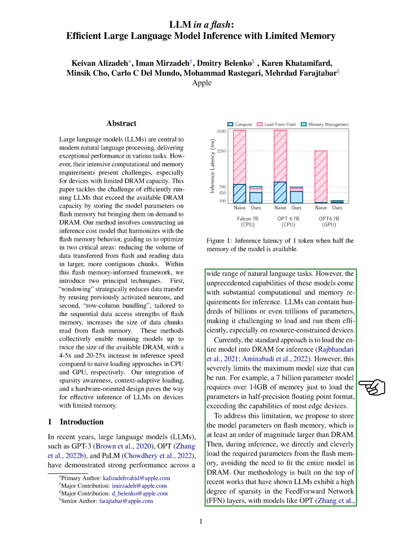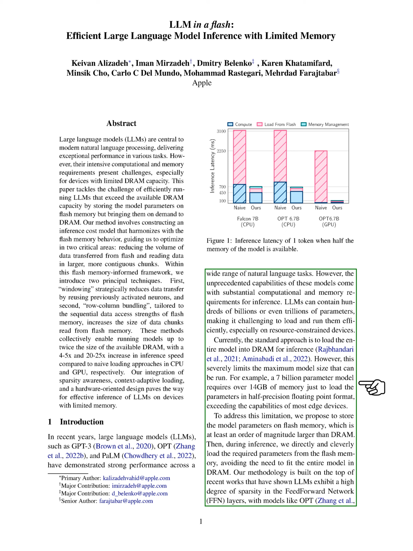These models can have hundreds of billions or even trillions of parameters, making them difficult to run efficiently, especially on devices with limited resources. Currently, the standard method is to load the entire model into the device's DRAM for it to work. But this approach has its limitations. For instance, a model with 7 billion parameters would need more than 14 gigabytes of memory just to load the parameters in half-precision floating-point format. This exceeds the capabilities of most edge devices.